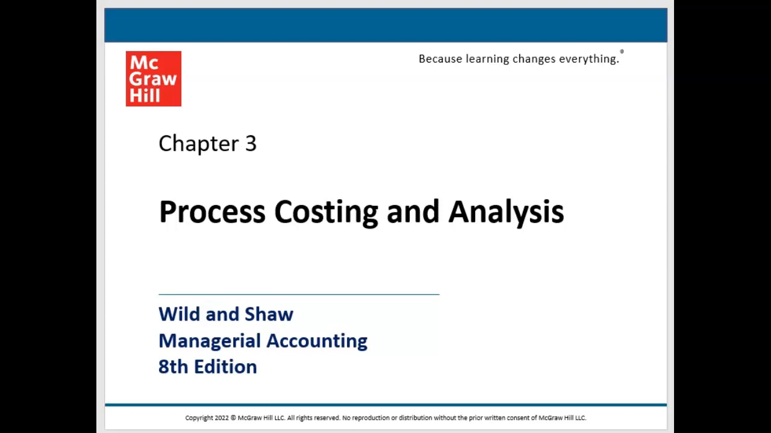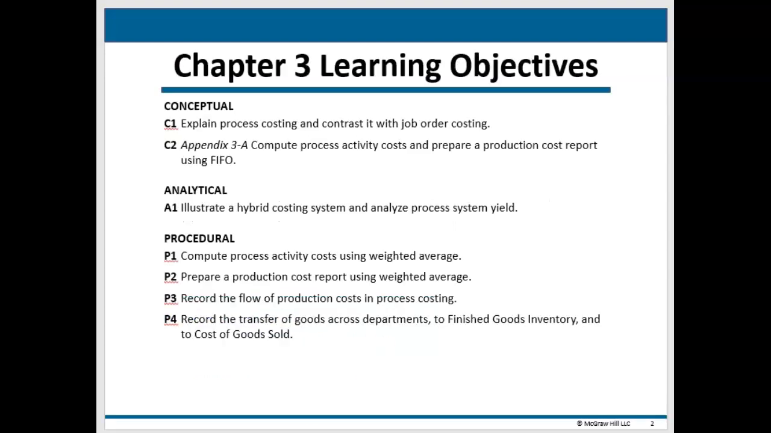Hi class. Today we're going to talk about chapter 3, which is process costing. The learning objectives include explain the process costing and compare it with job order costing. In the appendix, we look at the process activity costs and prepare a production cost report using FIFO. From an analytical standpoint, we'll look at the hybrid costing system and analyze process system yield.